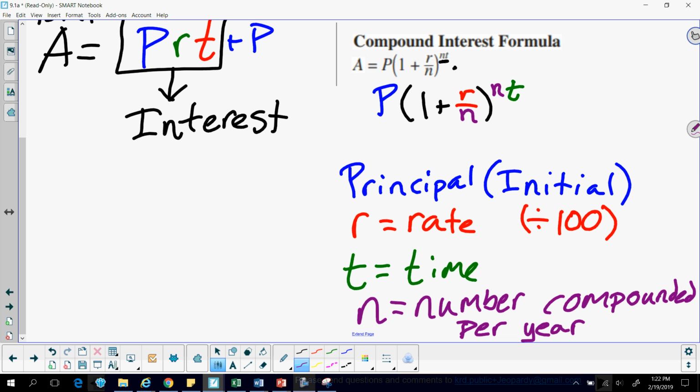That is not the same thing as your T. A lot of people were trying to plug in like 4 years for it. They're not the same thing. Does that make sense? T is for the time that you're plugging in. N is for the number of times compounded. Okay? So let's look at an example.